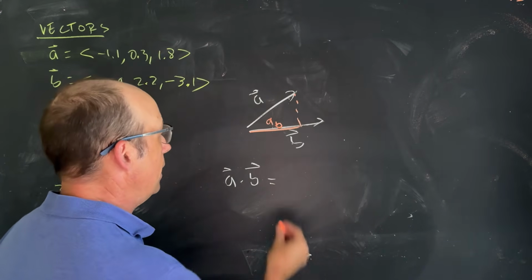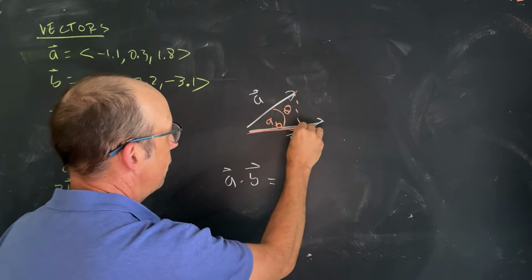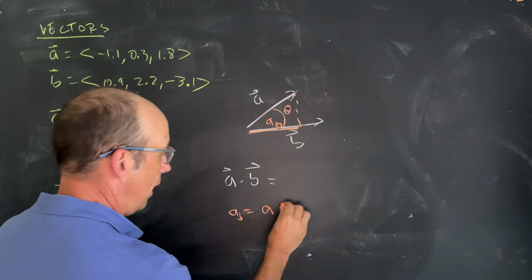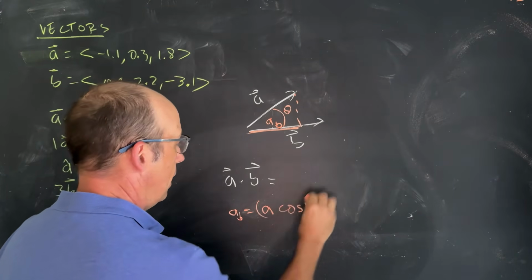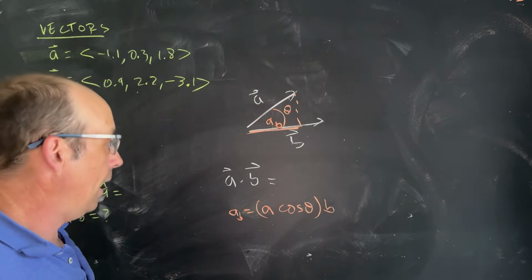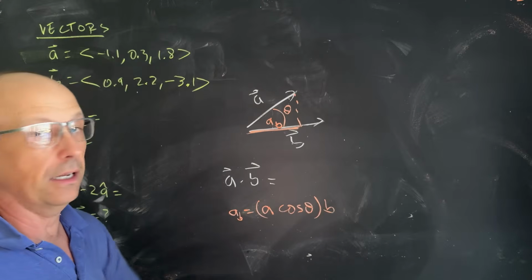Now, you can see here that if this is the angle theta, this projection a_b is going to be the magnitude of A times the cosine of theta. And then I need to multiply it by B. So that would be my dot product. A dot B would be A cosine theta times B.